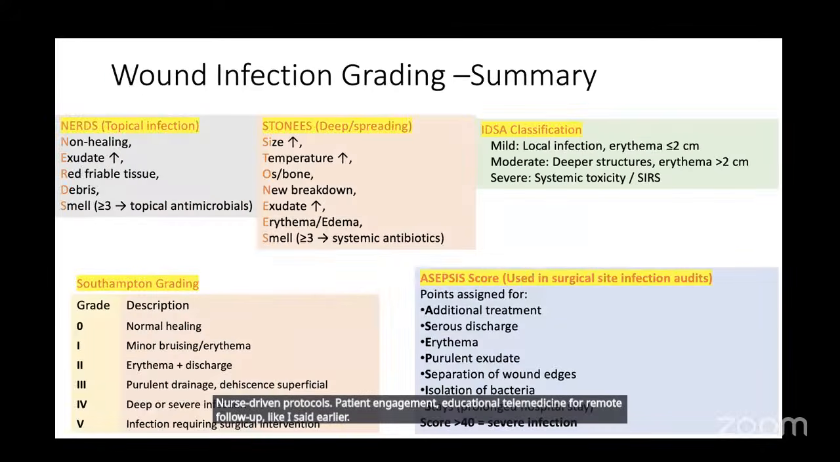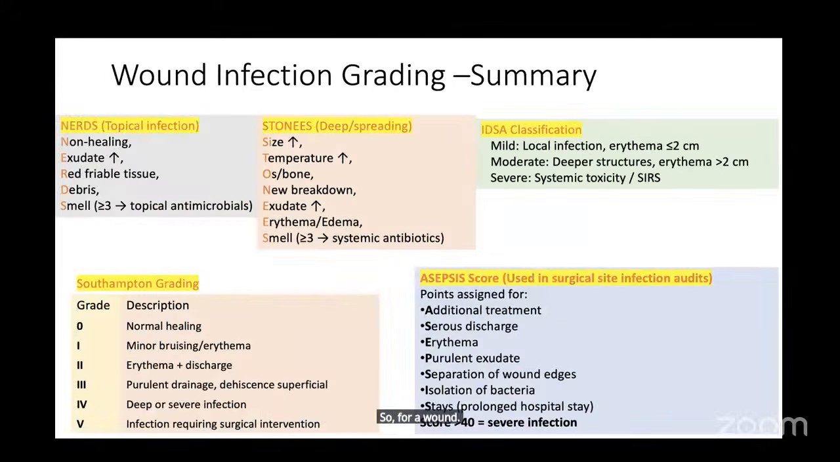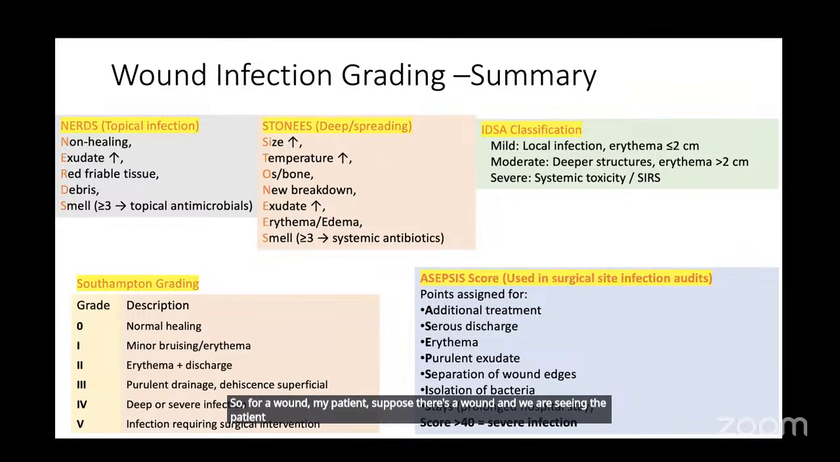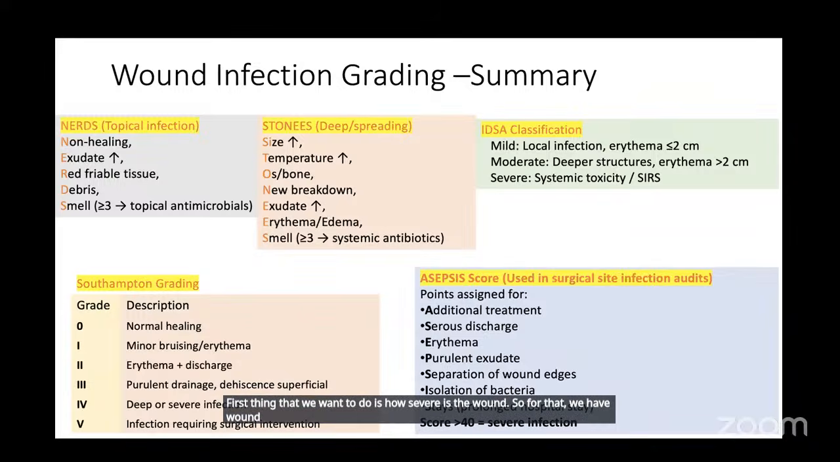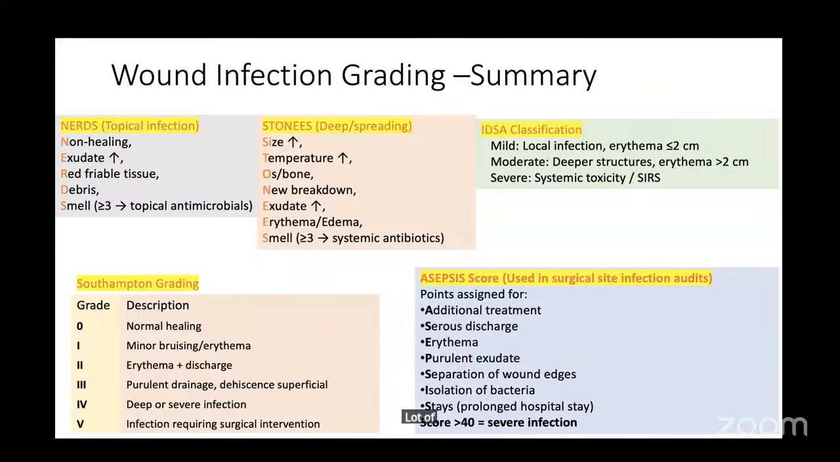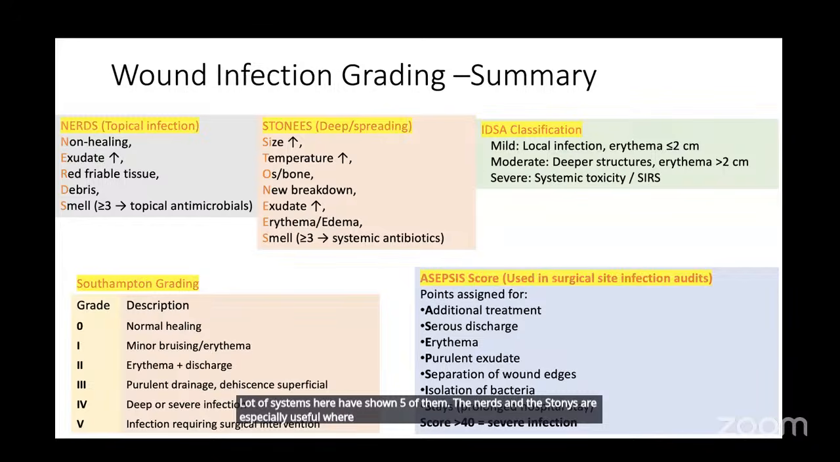So for a wound, suppose there's a wound and we are seeing the patient having a wound infection. First thing that we want to do is assess how severe the wound is. For that, we have wound infection grading systems. A lot of systems here, I've shown 5 of them. The NERDS and the STONEES are especially useful where diabetic foot wounds are concerned.